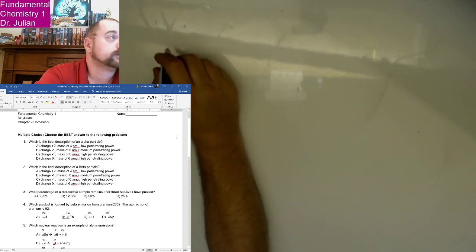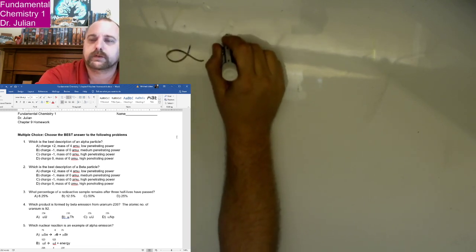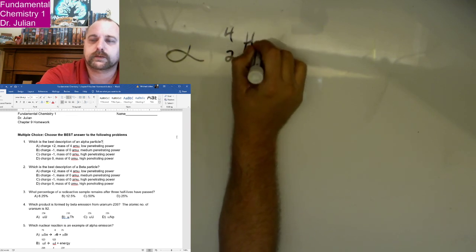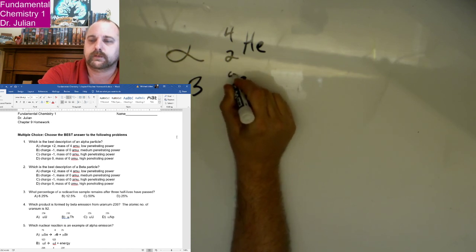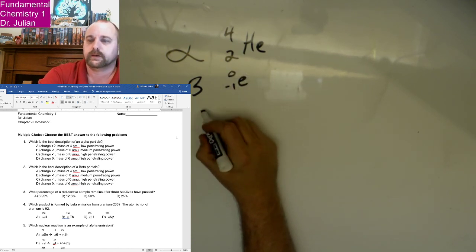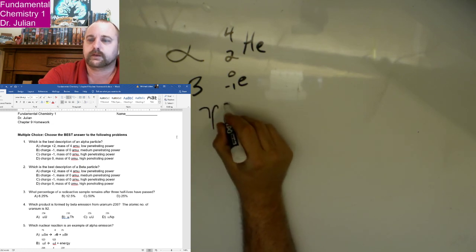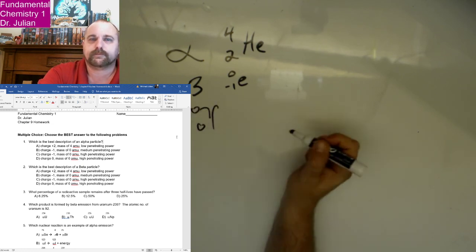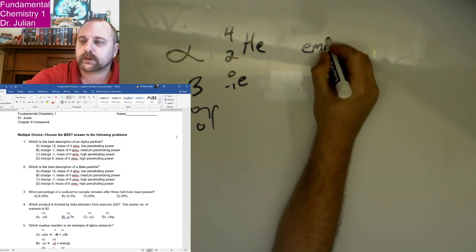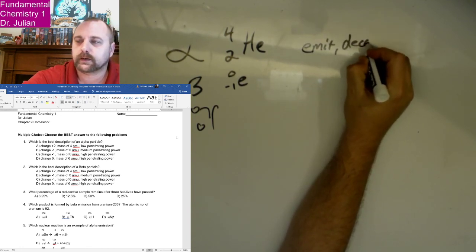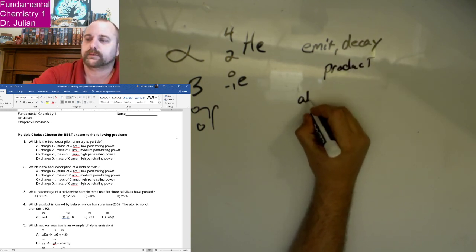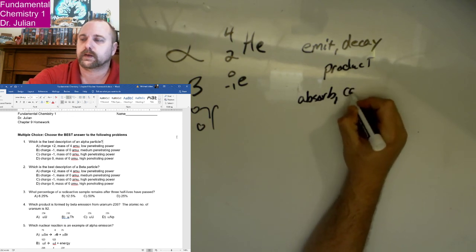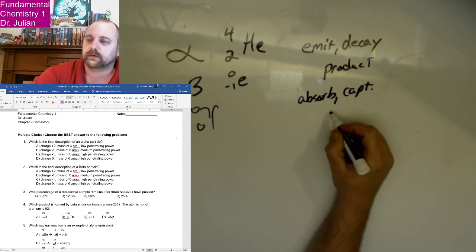So nouns and verbs. Okay, nouns and verbs. This is all nouns and verbs. So alpha is a helium nucleus. Beta is an electron, so it's 0 mass, -1 down here. Gamma is 0, 0. And we got emit and decay. That tells me it's a product. And we got absorb and capture. These are my verbs. This is reactant.